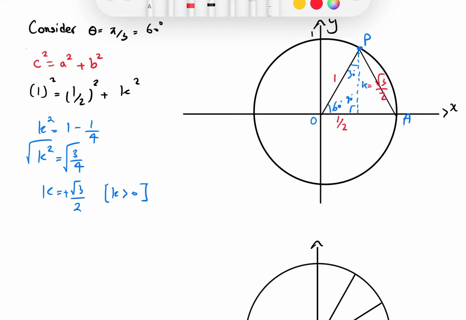Now we can say the coordinates of this point P are then as follows. The x value, which is the one that lies on the x-axis, is obviously 1 over 2. The y value, which is the vertical one right here, is radical 3 over 2. So we found the coordinates of this point. Let's see why that is useful for us.